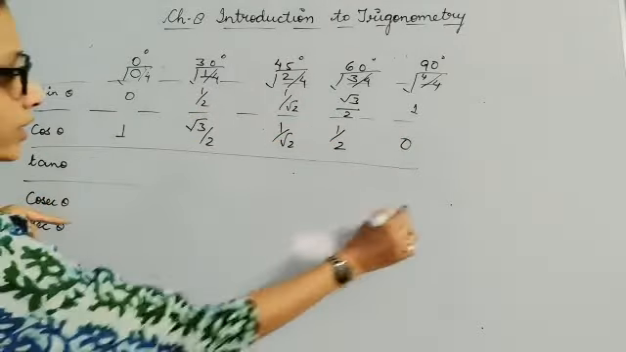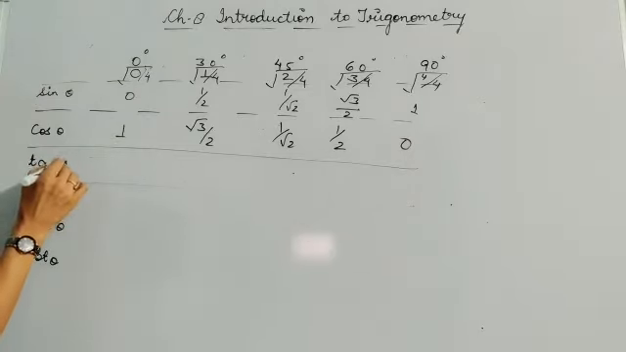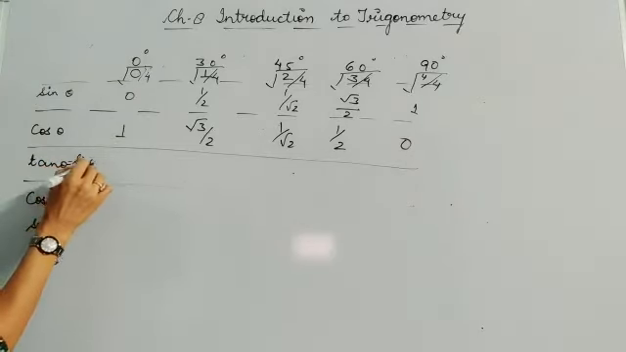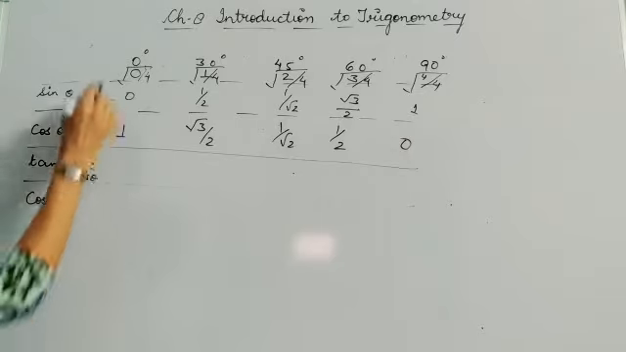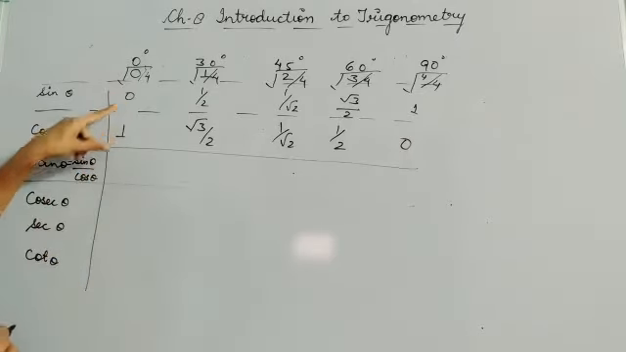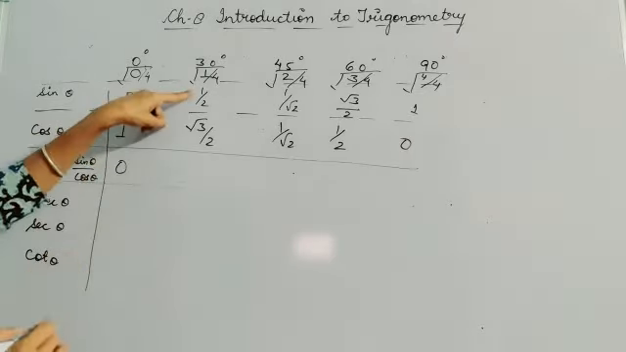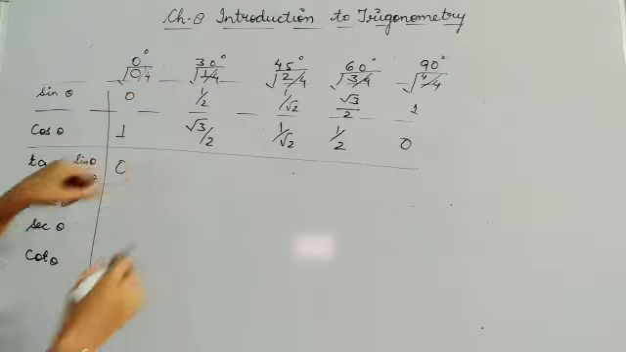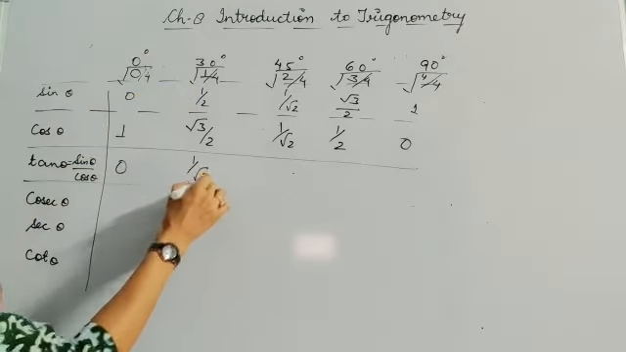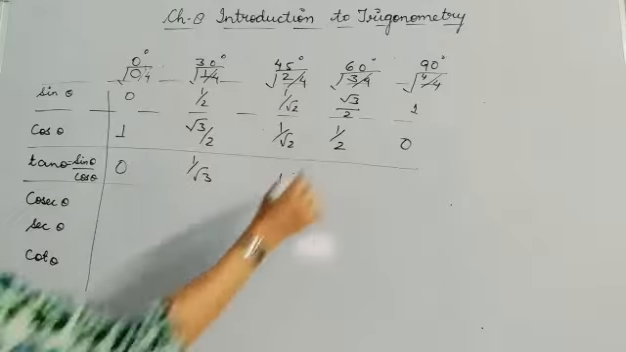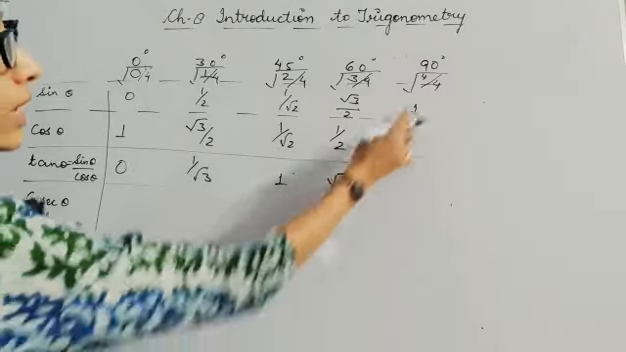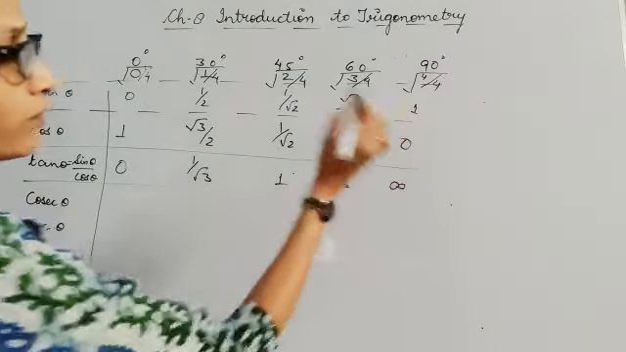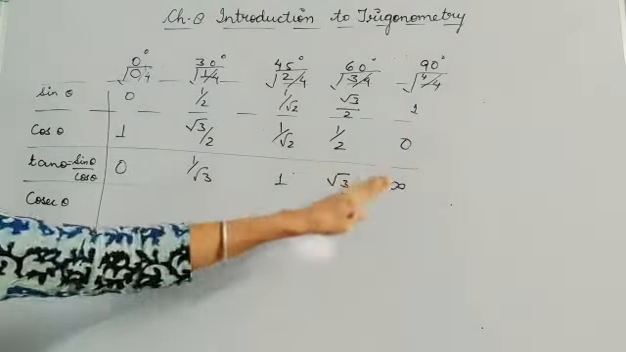For tan theta, you know your tan theta is what? It is sine theta by cos theta. So you will be just dividing it. 0 by 1 is 0. This 1 by 2 divided by root 3 by 2 will give you 1 by root 3. This will be just 1. This will be root 3 and 1 by 0 will give you infinity, which is also known as not defined value.